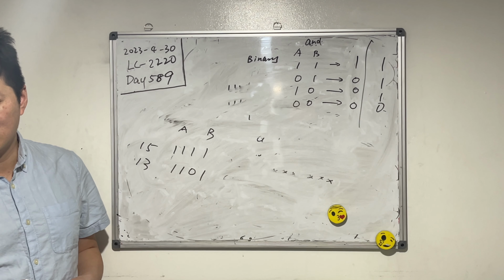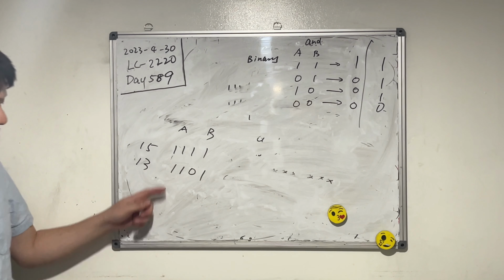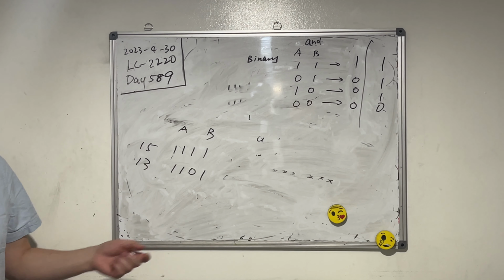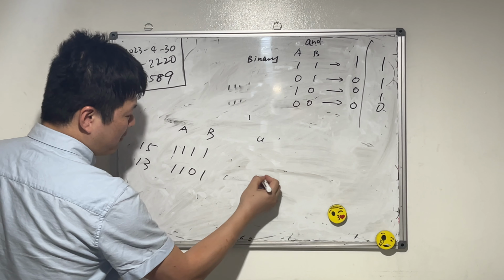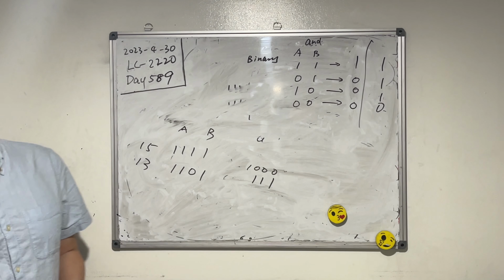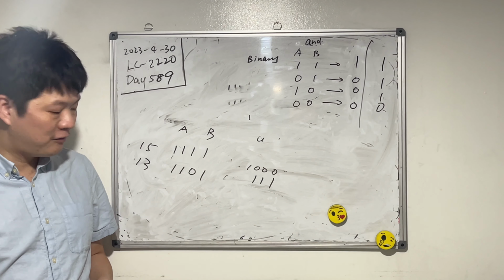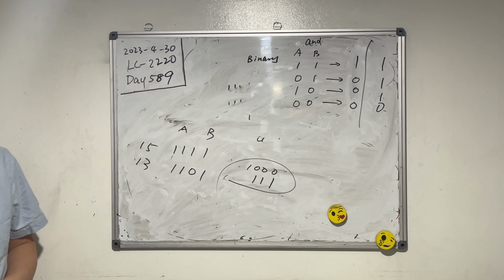What do you mean by flip? That's a good question. Flip is 0 to 1 and 1 to 0. And 7 is 1 1 1, okay? 8 is 1 0 0 0, okay? How many flips? 4 flips, yes? Okay, that's true.